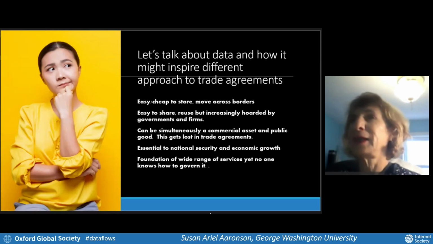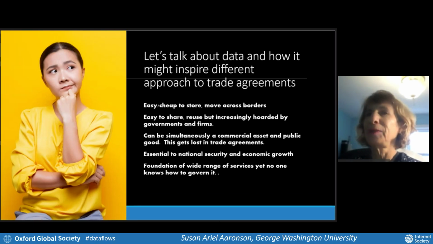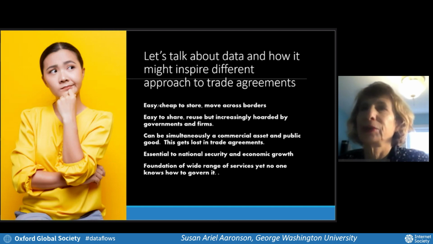It's essential to national security and economic growth, and it's the foundation of a wide range of services, yet nobody really knows how to govern it. And that's what the Digital Trade and Data Governance Hub tries to look at. We don't know what right looks like, but we do know that there are many different approaches. And what can we learn from those approaches?